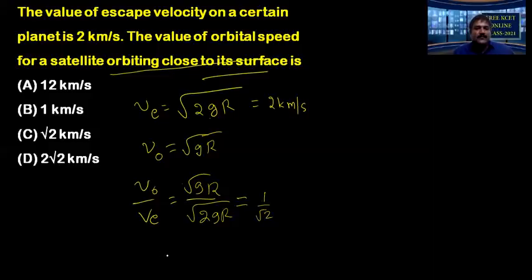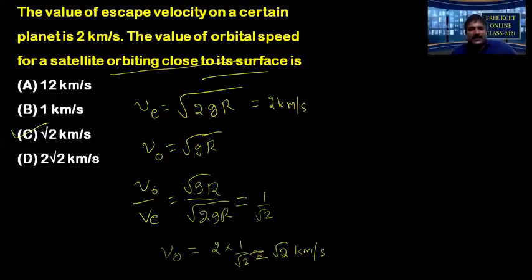So finally, VO, the orbital velocity on that planet, is VE, given as 2 kilometers per second, divided by root 2. That is equal to root 2 kilometers per second, because the option root 2 is given. So option C is the correct choice. Sometimes they may give decimal numbers: it may be given as 1.4 kilometers per second, which can be chosen, or 1.41 can also be given.